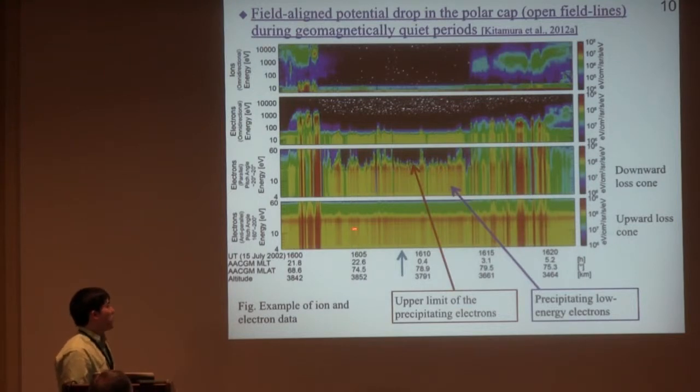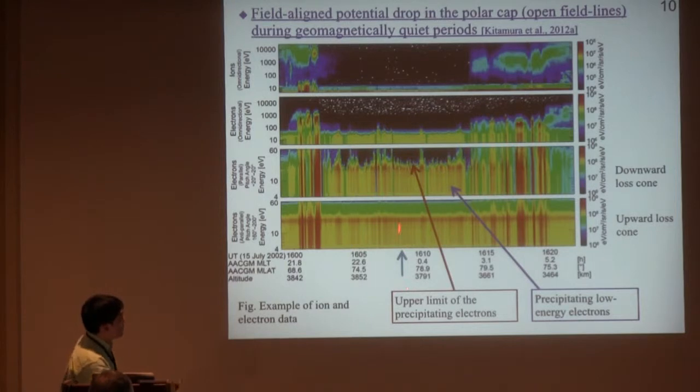This is a typical example of the data obtained by the satellite. This is ion data, and this is electron data. And this panel shows a close up on the low energy part of the electron data, only in the upward loss cone. This panel shows data in the downward loss cone. This is upgoing photoelectrons. This is precipitating low energy electrons, and it is clear that they have an upper limit.